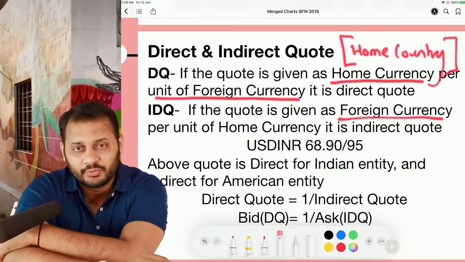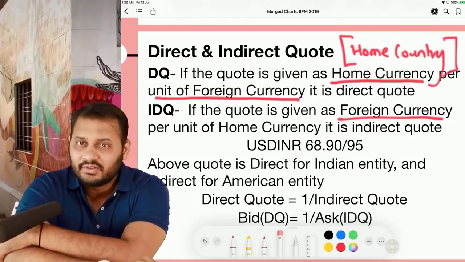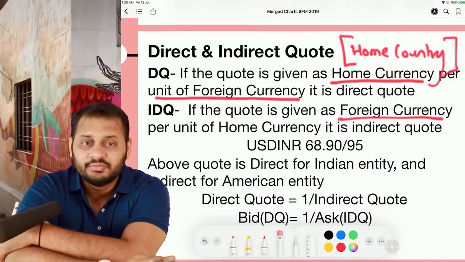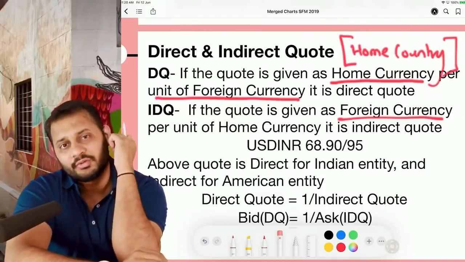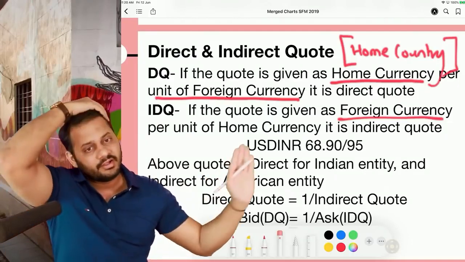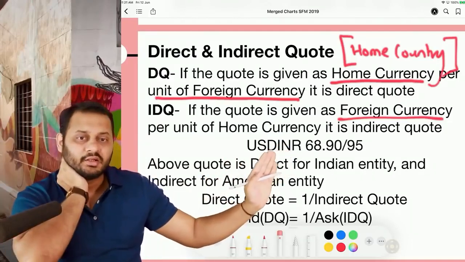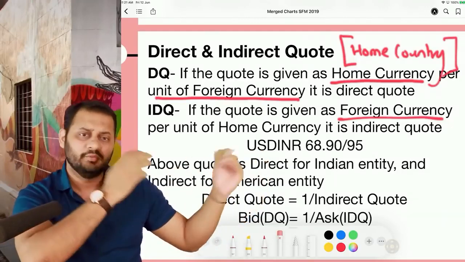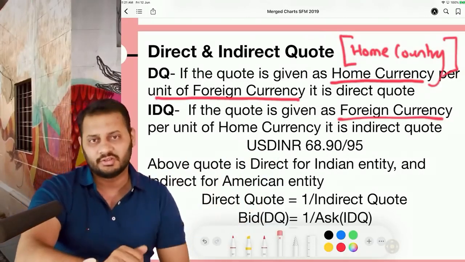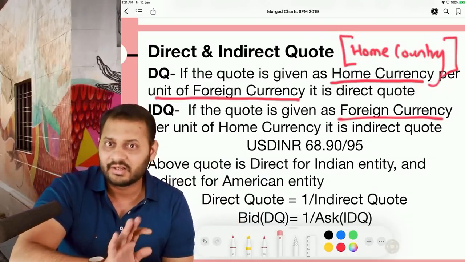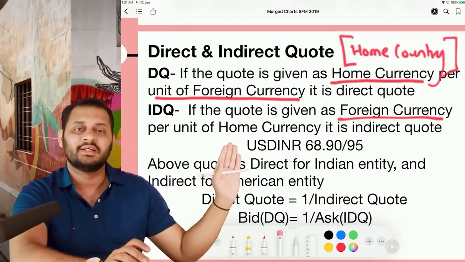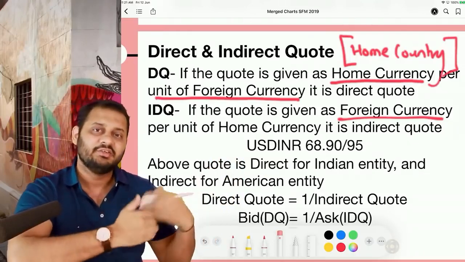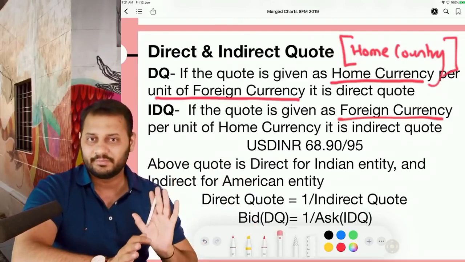At that time, what should we do? When nothing is given in the question, please understand, assume the quotation given as a direct quote. Accordingly, India will become your home country and the US will become your foreign country. Assume it as a direct quote and then solve the question. The answer will not change at any cost, even if you assume it as an indirect quote. The calculation will change, but the final answer will be the same.